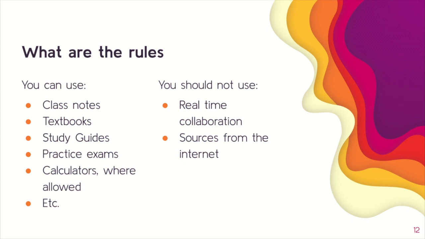What we don't want you to use are things like real-time collaboration. We do not want you texting back and forth with friends while the exam is going on and discussing the answers. We also don't want you to use sources from the internet. AP is going to be using very aggressive academic honesty software that's going to be really hunting for issues, and so we would hate for you to accidentally, or on purpose, get something from the internet that they find with their security screening that flags your exam and causes issues for you down the road.